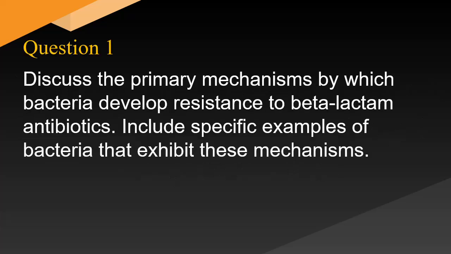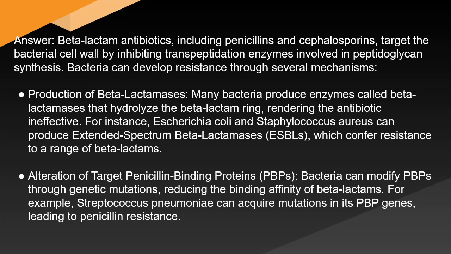Discuss the primary mechanisms by which bacteria develop resistance to beta-lactam antibiotics. Include specific examples of bacteria that exhibit these mechanisms. Answer: beta-lactam antibiotics, including penicillins and cephalosporins, target the bacterial cell wall by inhibiting transpeptidation enzymes involved in peptidoglycan synthesis.